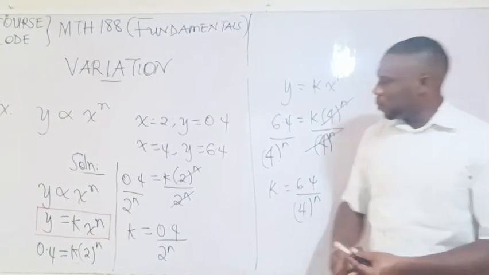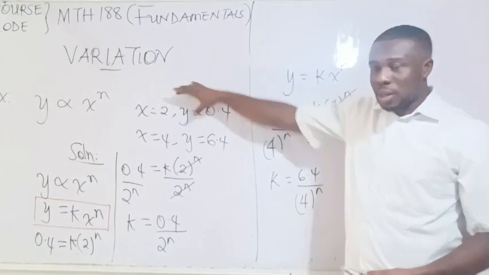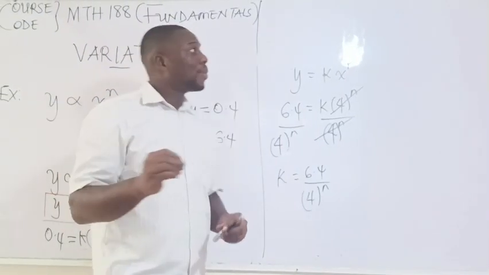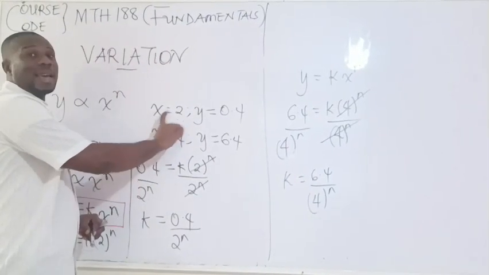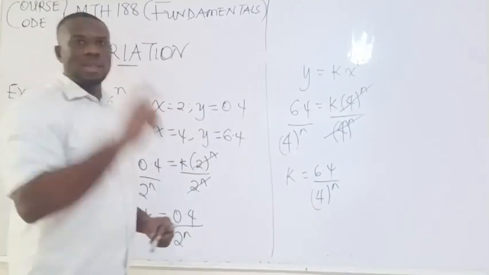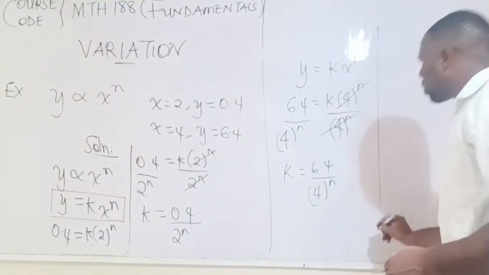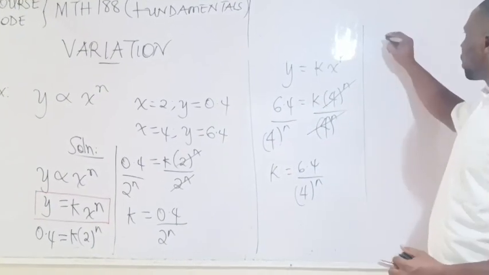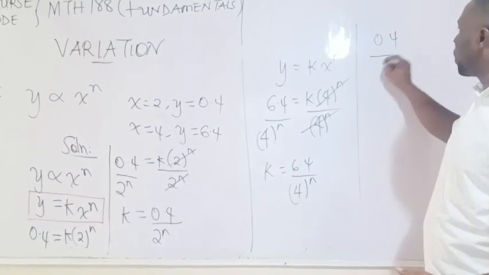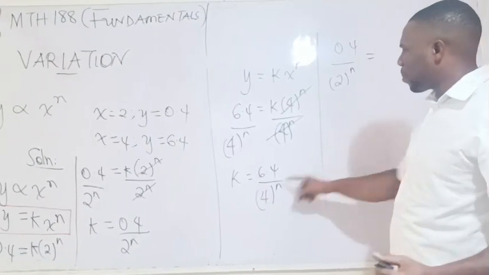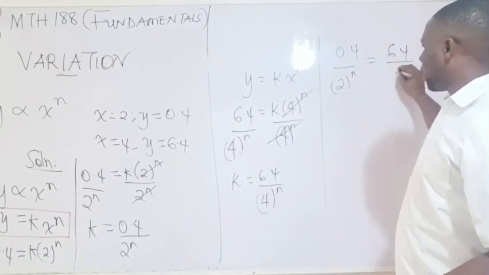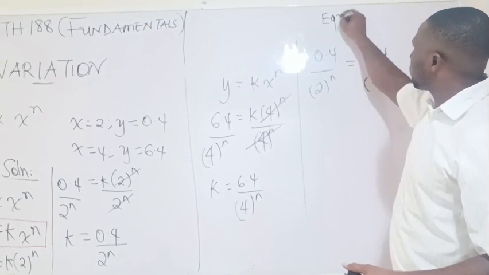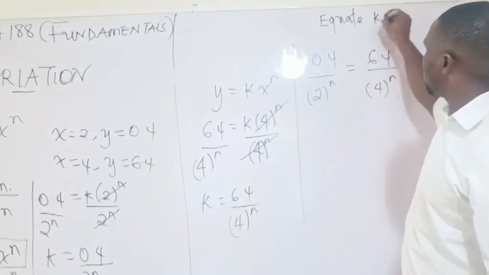So can you now see that I have a k from the first pair of values, and I have a k from the second pair of values. And of course, the value of k wouldn't change, even if I stick in different values for quantities x and y, the value of k stays the same. All right, so the next thing I'll do now is, since k wouldn't change, the two k's are the same. So the first k is 0.4 over 2 raised to power n, which is the same as 6.4 over 4 raised to power n. So I just equated k. That was what I did.